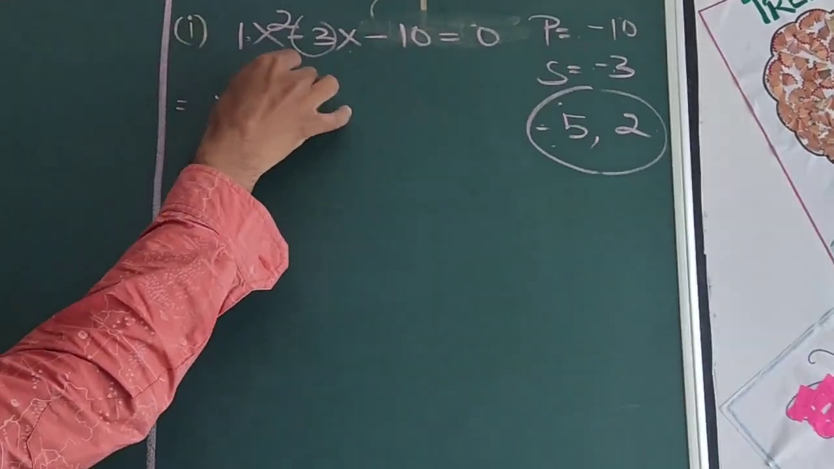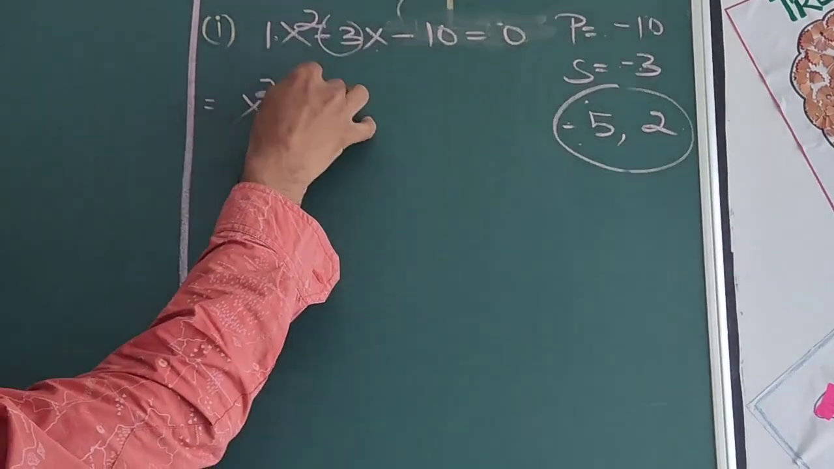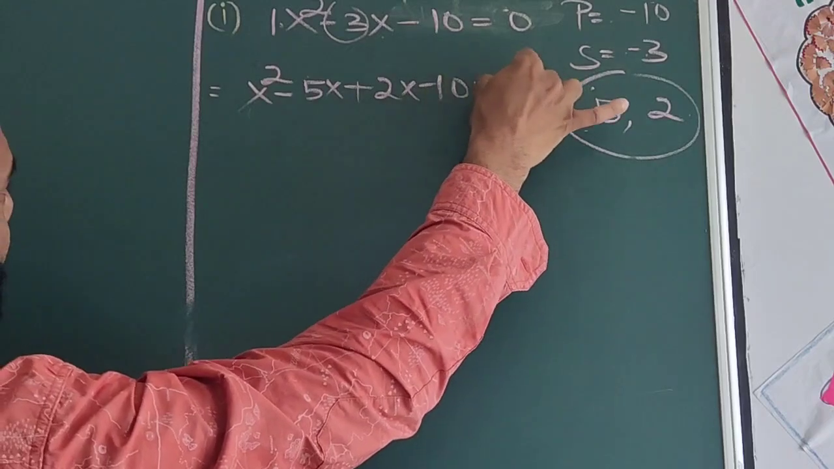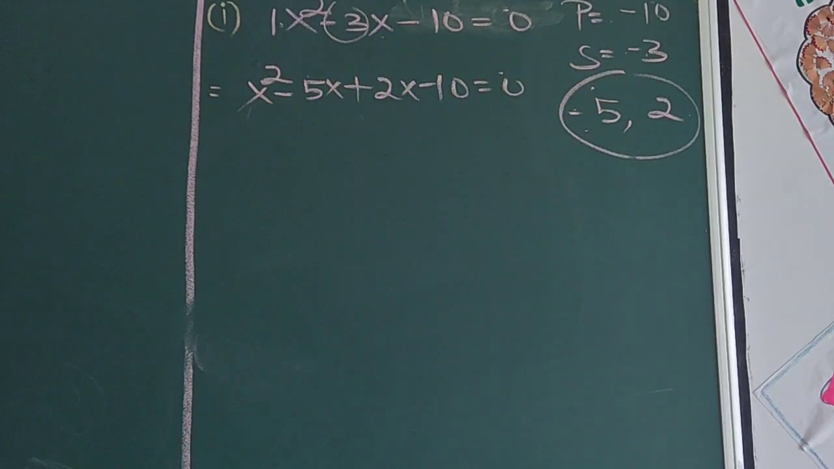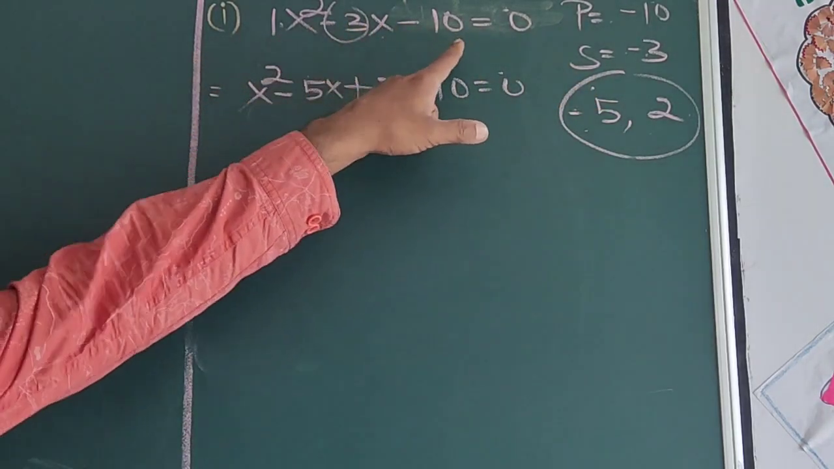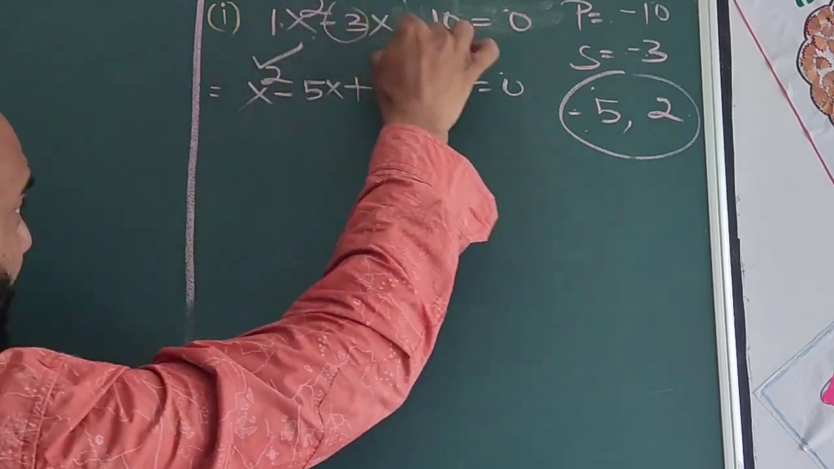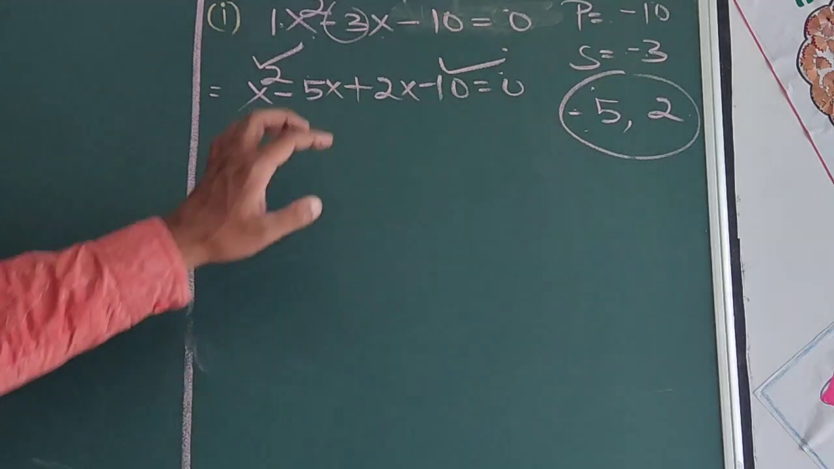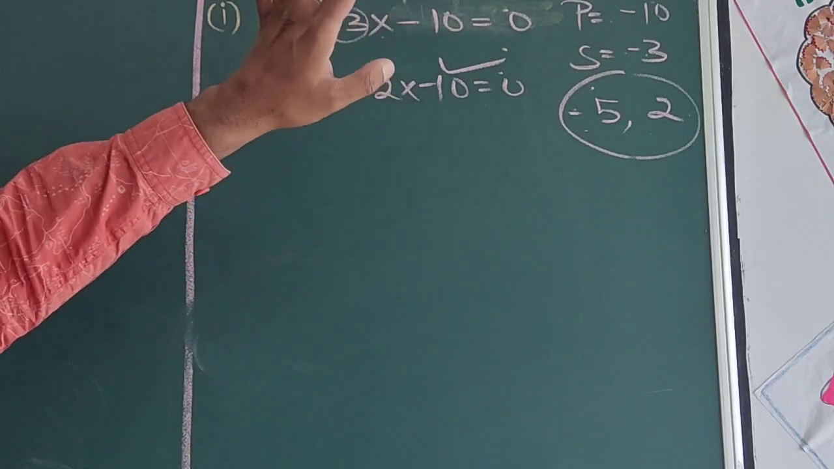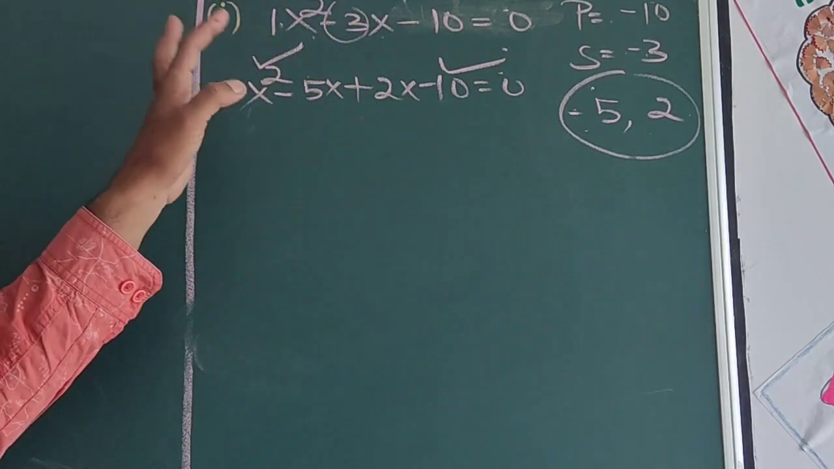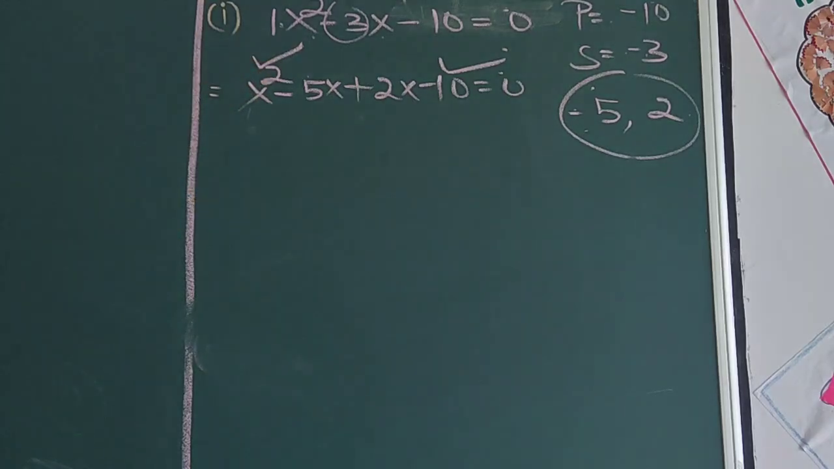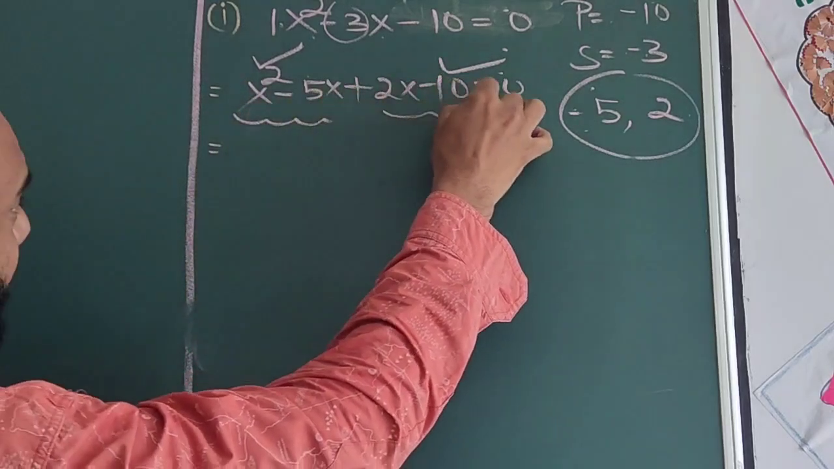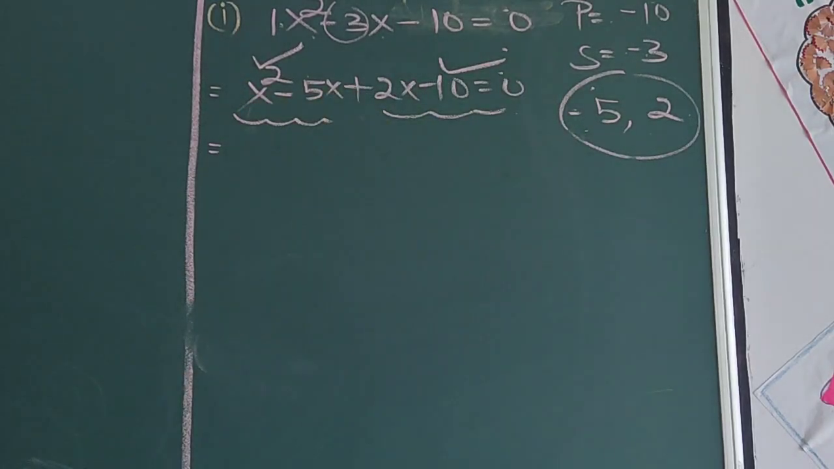So this equation can be written in the form x square minus 5x plus 2x minus 10 equal to 0. And we note here that the first term and last term of the given equation are the same; x square is the same, minus 10 is the same. Only we split the middle term. For this reason, this method is also said to be splitting the middle term. Now we take common from the first two terms and the last two terms.